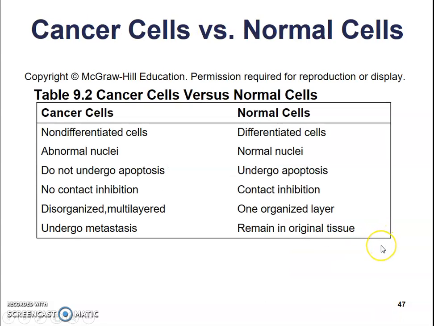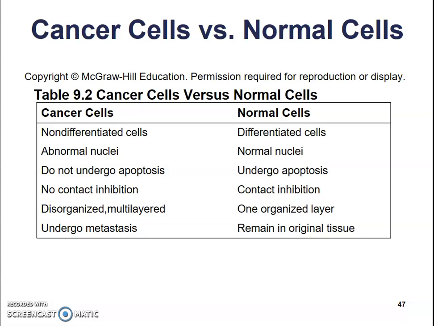Here we have a chart describing the difference between cancerous cells and normal cells. Normal cells are differentiated. They have normal nuclei. They undergo apoptosis. They have contact inhibition, and they're usually very organized in layers, and they remain in the original tissue.